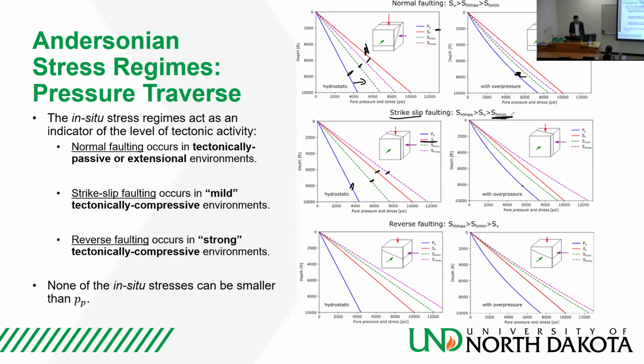For reverse faulting, I have SH max the biggest, SH min second, SV third, and then pore pressure. With overpressure, it moves to the right, still smaller. The blue line is always the smallest. I think you can understand these plots now, and this is what I expect from a traverse plot if I have knowledge of the Andersonian stress regime.